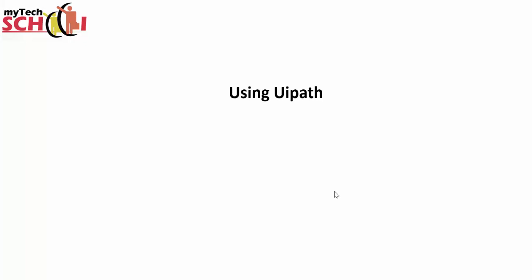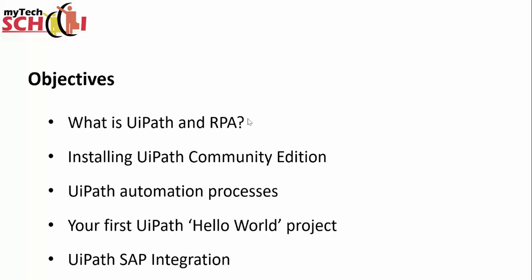Hi, this is a course about using UiPath. In this course, we are going to see what UiPath and robotic process automation are. Then we will see how to install UiPath and activate Community Edition. Then we are going to check how our different automation processes are created on UiPath in order to create our first UiPath Hello World project. And finally, how to integrate SAP with UiPath.